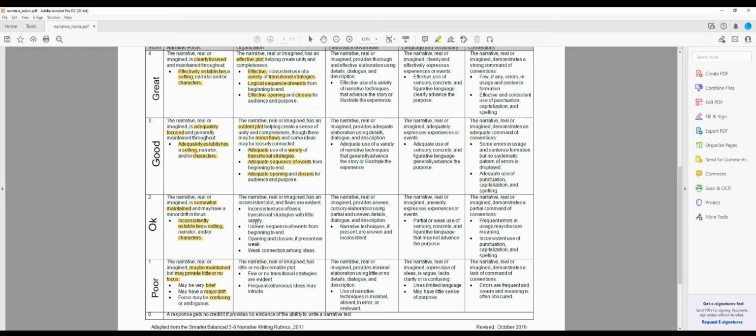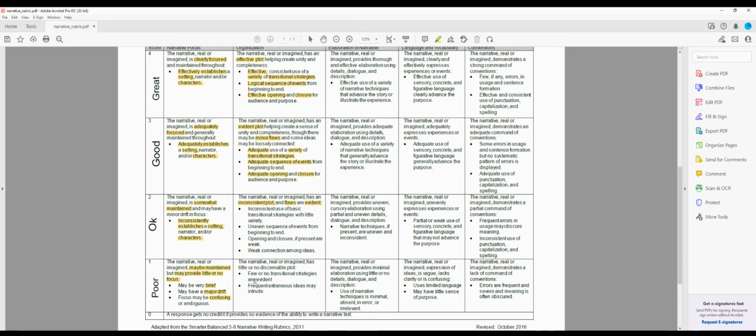Let's take a look at that organization. The narrative, real or imagined, has inconsistent plot and flaws are evident. So with a 3 paper, there may be some minor flaws, like some flaws or mistakes. But with an okay paper, the flaws are there. I know it's a draft. Let's take a look at a 1 paper.